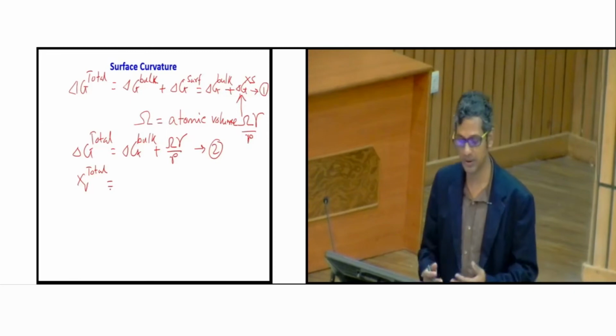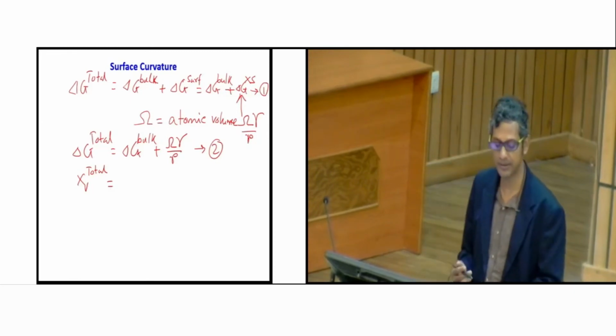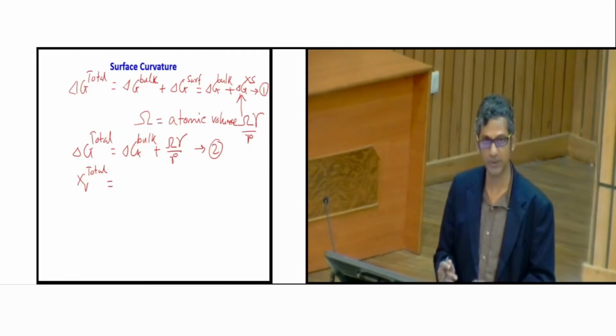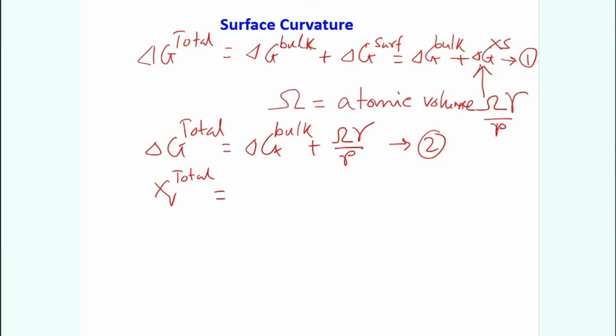X is always used as a fraction, right. This is not volume fraction, this is basically like a solid concentration; we define mole fraction. This is equal to exponential minus delta G total divided by kBT.